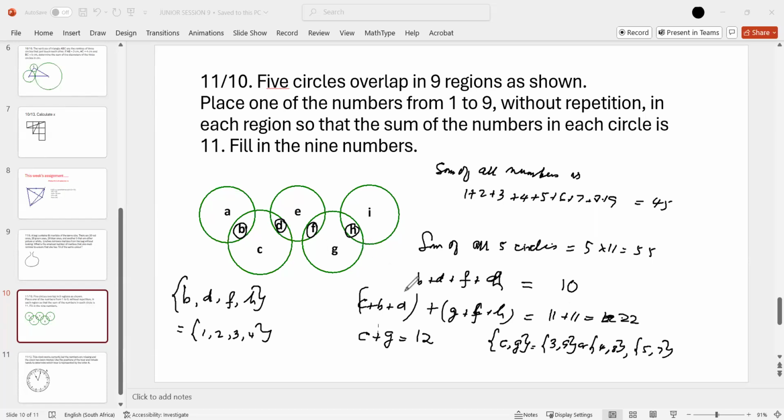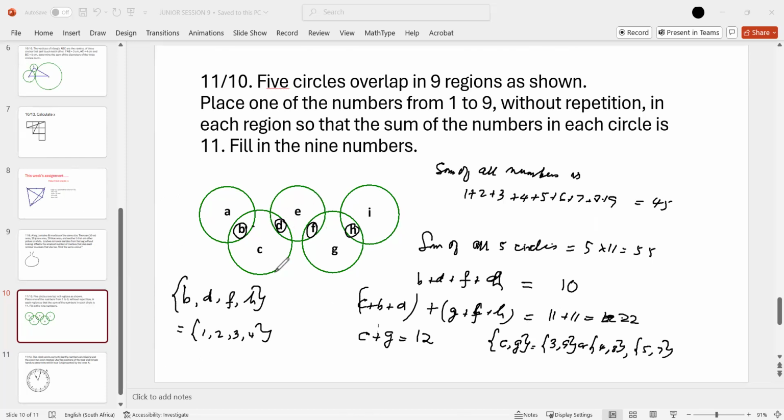So 2 of those numbers add up to 12. It can only be 3, 9. You can't have 2, 10 because 10 is not present. The highest number you have is 9. So it's 9 plus 3, 8 plus 4, 7 plus 5. Now, it can't be 3 and 9 because 3 is already taken.